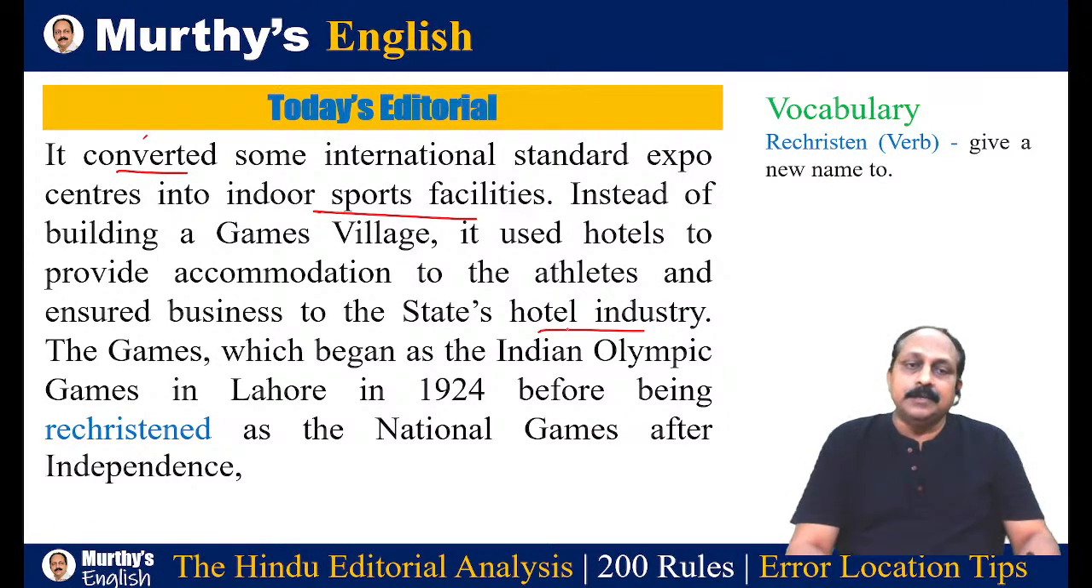That's in a way a good thing. The games began as the Indian Olympic Games in Lahore in 1924, before being rechristened as the National Games after independence. Before independence, they were named Indian Olympic Games and began in 1924 in Lahore. But after independence, they got a new name.